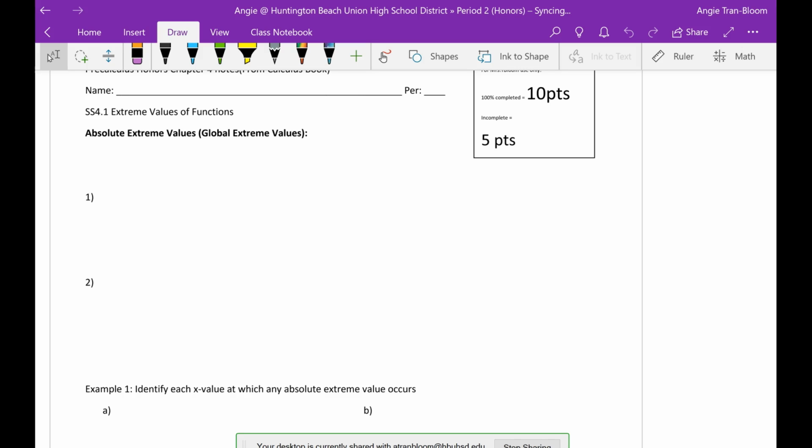Here we go. Chapter 4, y'all. Aaron, what's the title of 4.1? Extreme values of functions. Exactly, right? Here we go. Your cards are upside down and right side up. Okay. All right.